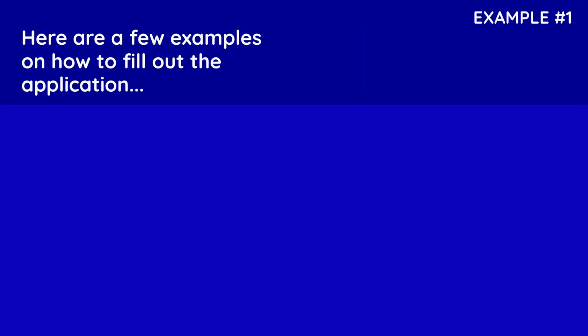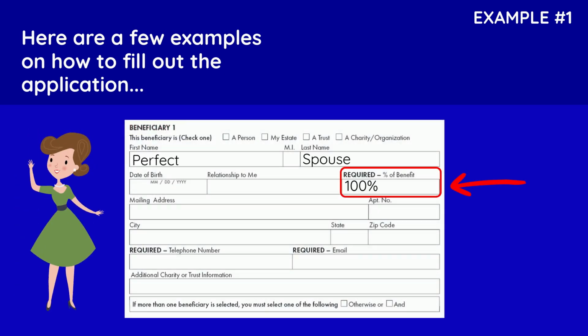Here are a few examples on how to fill out beneficiary sections. If you're only listing one beneficiary, then you will fill in their information and put 100% in the Required % of Benefit field. This means this one person receives the full benefit.